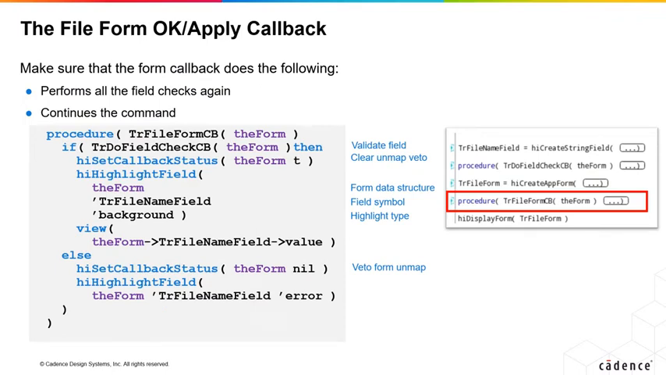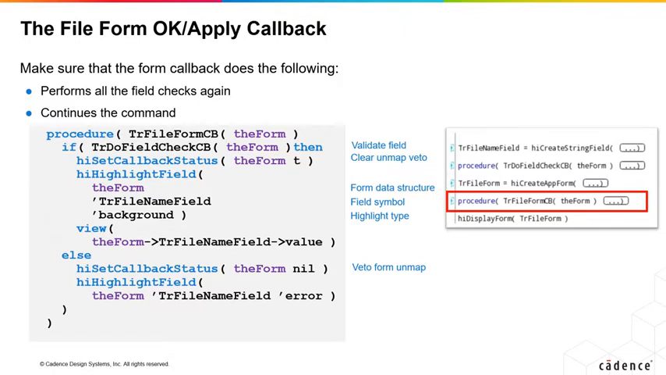Next, we'll discuss what happens at the end of the application when the user finally clicks OK or Apply. A callback for the entire form is executed, and the code for that is listed here. It will check the fields and then continue the command. So you can see the name of the function is tr file form CB. We are passed in the form. We test if tr do field check callback returns true. That's the one that checks if the file exists.